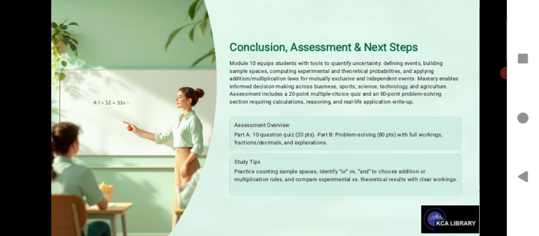So in conclusion, Module 10 equips students with tools to quantify uncertainty. It equips you with tools to define events, build sample space, compute experimental and theoretical probabilities, and apply addition and multiplication laws for mutually exclusive and independent events. Mastery enables informed decision making across business, sports, science, technology, and agriculture. So you have to note these applications.